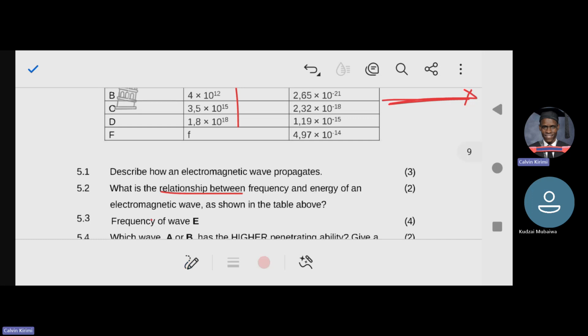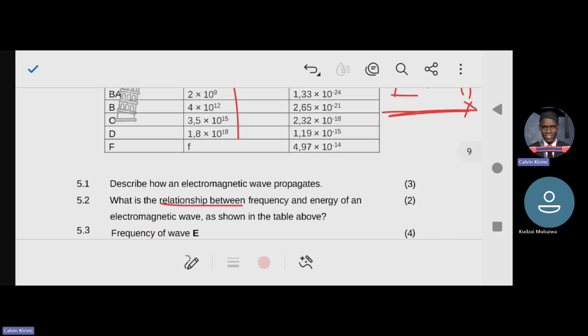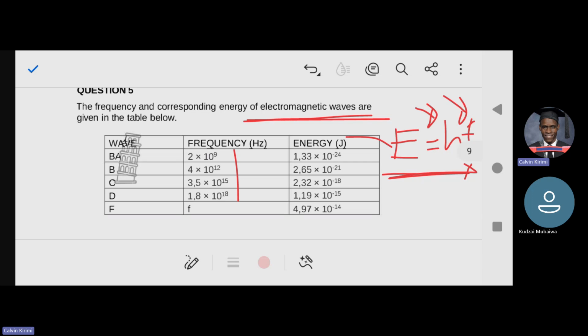So let's go to our table, E and F. If the energy increases, what is happening to the frequency? It also increases.